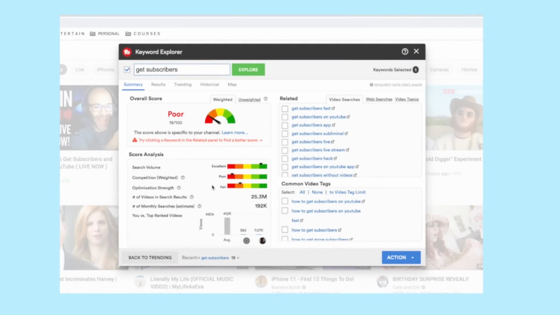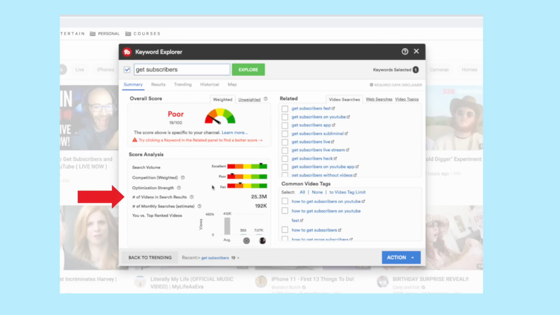So if the optimization strength on this keyword is pretty low, that's telling you that the majority of the videos ranked for this keyword are not that well optimized, meaning if you optimize your video very well for this keyword, you have a high chance of outranking everybody else who is ranked in search already for this keyword.